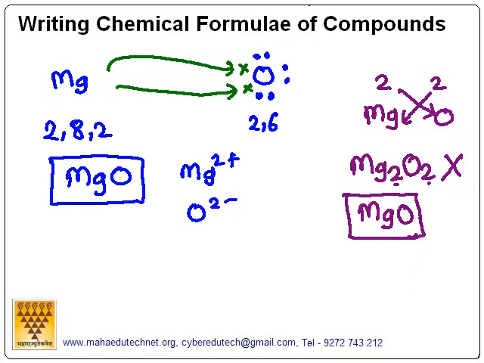So this is how we can write chemical formulae of compounds if we know their electronic configurations or their valencies.